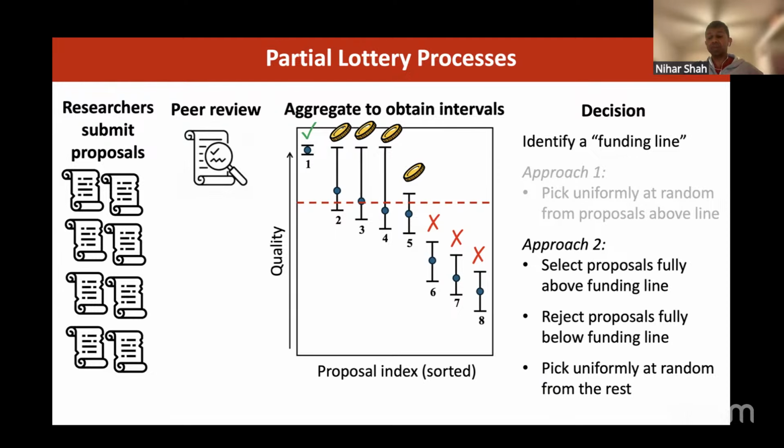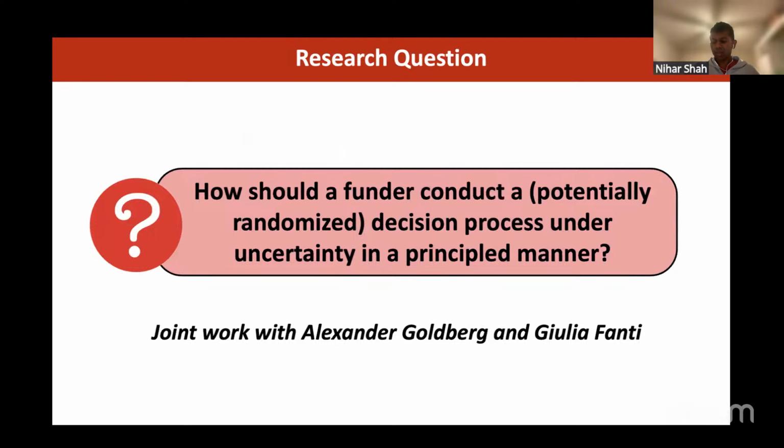So these approaches have already been deployed by various funding agencies. But now, when we started looking at this, we wanted to think about these questions from a fundamental first principles point of view. Okay. So the question that we asked is, how should a funder conduct such a potentially randomized decision process under the uncertainty that exists in the review process in a principled manner? And so this was joint work with my PhD student Alexander Goldberg and my colleague and Alex's co-advisor Julia Fanti.